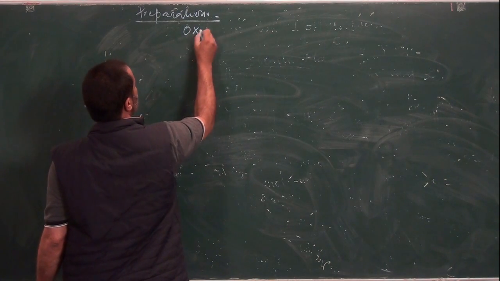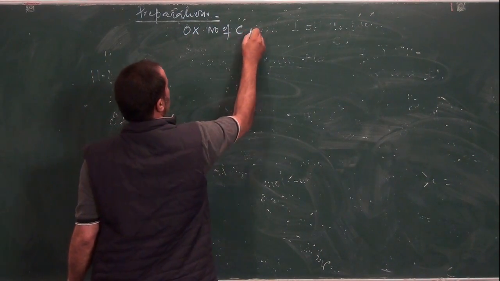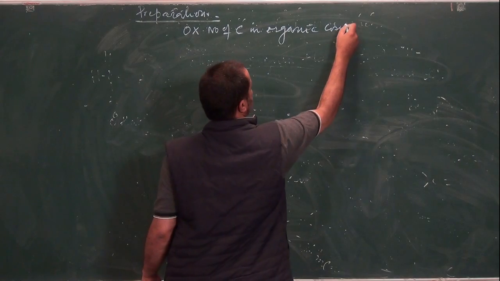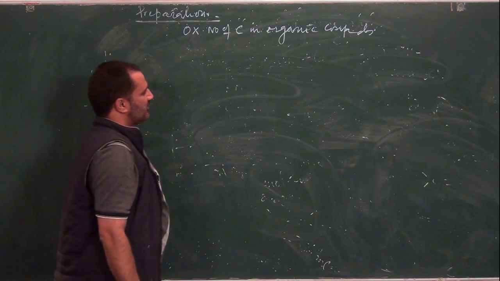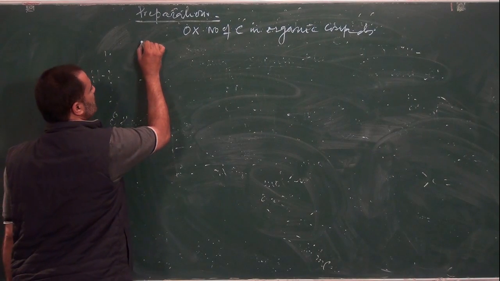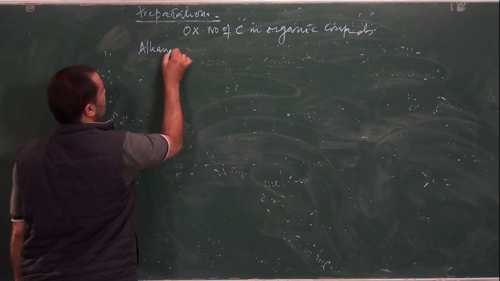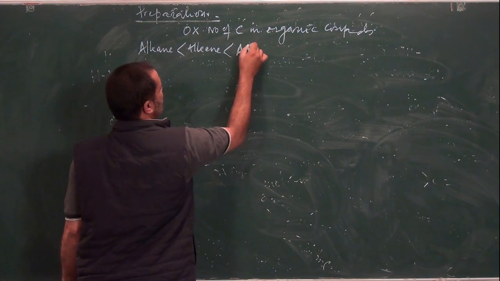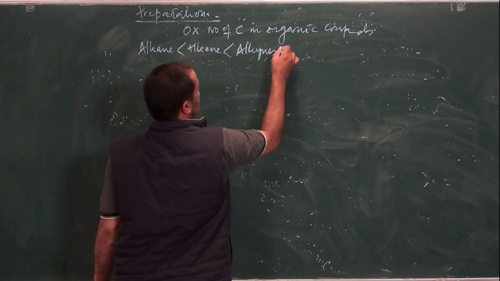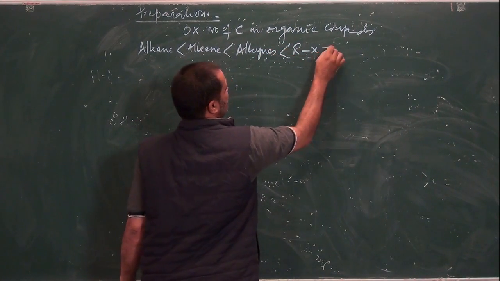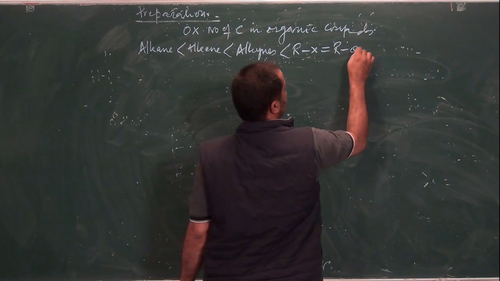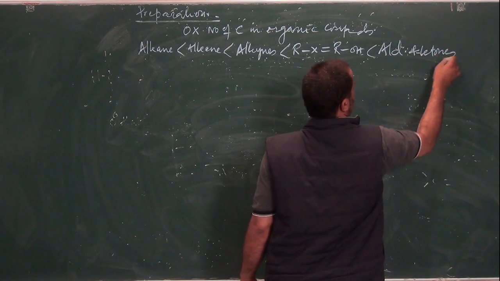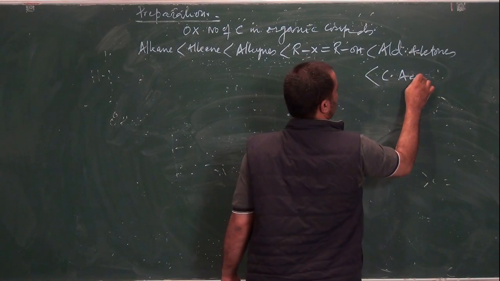So as far as the oxidation number of carbon in organic compounds is concerned, it is lowest in alkanes, more in alkenes, more in alkynes, then alkyl halides, then equal in alcohols, then aldehydes and ketones, and then carboxylic acids and derivatives.